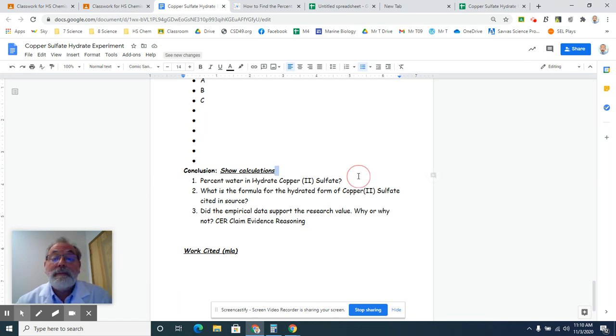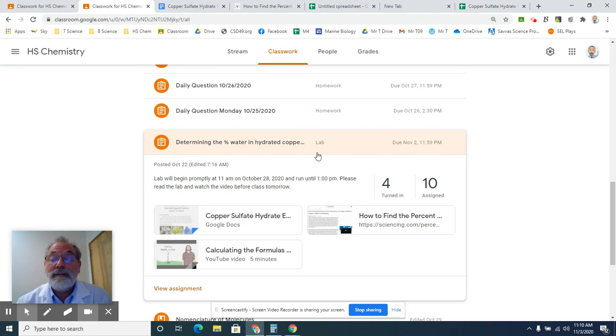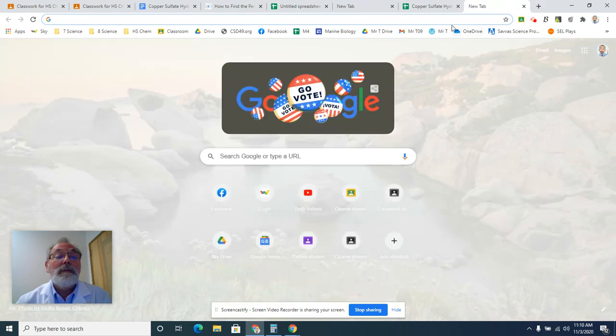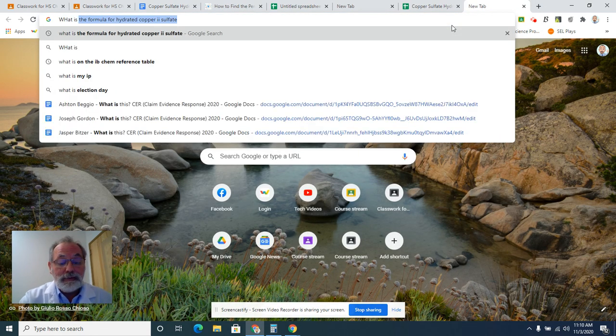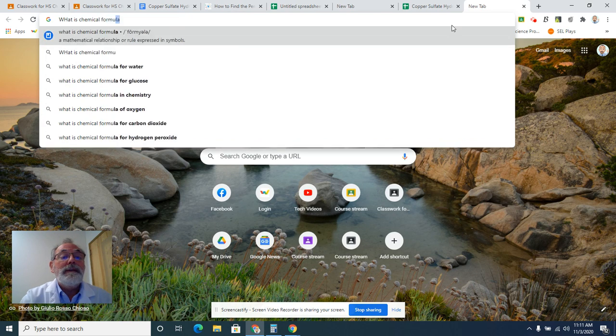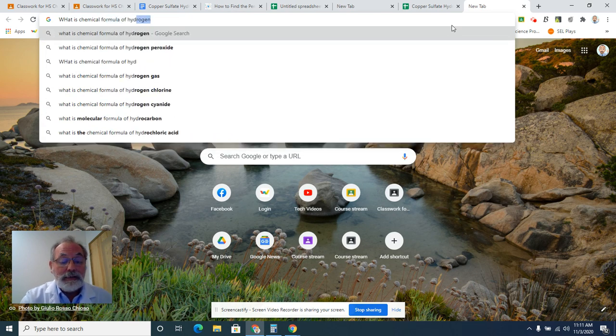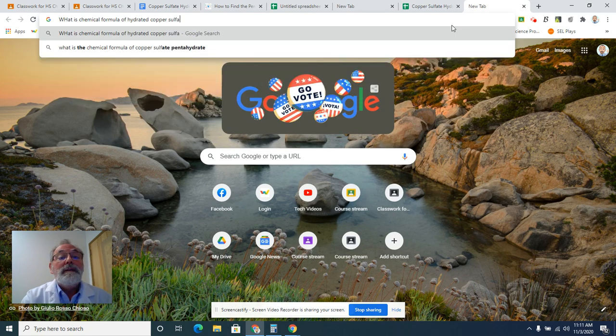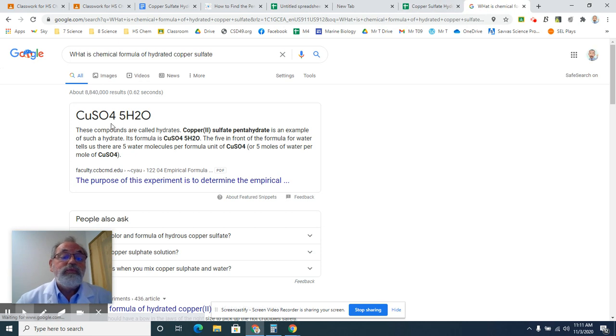Now, percent water calculated. That's right here. All you got to do is that. Calculate your formula. That's the next question right here. What is the formula for the hydrated copper sulfate? And then you look up what is chemical formula of hydrated copper sulfate. There it is. You can go to this.